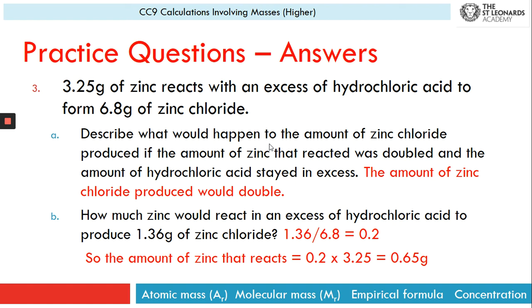Right, number 3, 3.25 grams of zinc reacts with an excess of hydrochloric acid to form 6.8 grams of zinc chloride. Describe what would happen to the amount of zinc chloride produced if the amount of zinc that reacted was doubled and the amount of hydrochloric acid stayed in excess. The amount of zinc chloride produced would double. Very simple. Okay, if the amount of zinc doubles, the amount of zinc chloride is also going to double. And B, how much zinc would react in an excess of hydrochloric acid to produce 1.36 grams of zinc chloride?